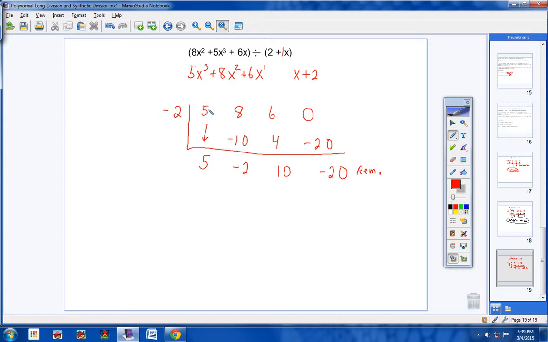Now, this 5 was what degree? It was a 3rd degree. 5x to the 3rd right here. So go 1 less than that, and that's going to be 5x squared minus 2x plus 10 plus the remainder, -20, over x plus 2.